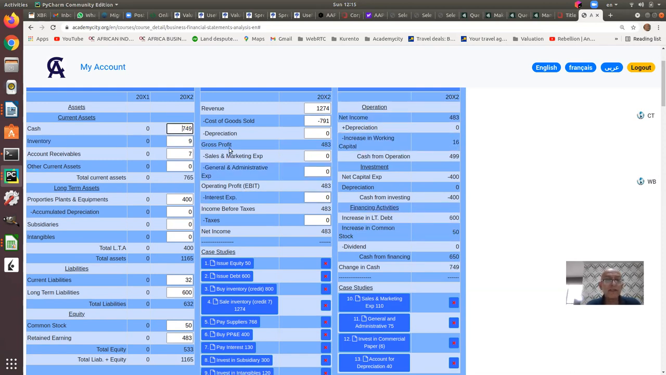What happened all the time? Why is the cash only 499? Now I understand it very clearly. It breaks down very nicely. From operations, I generated 500. Pay attention, the profit was 483, but I added a little bit of working capital.